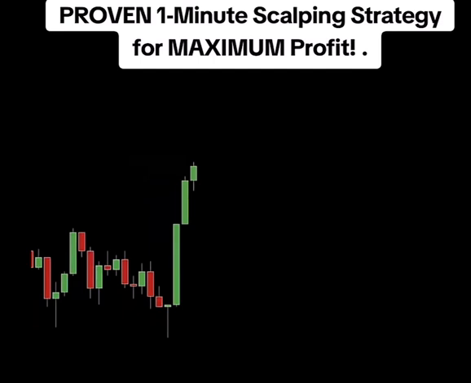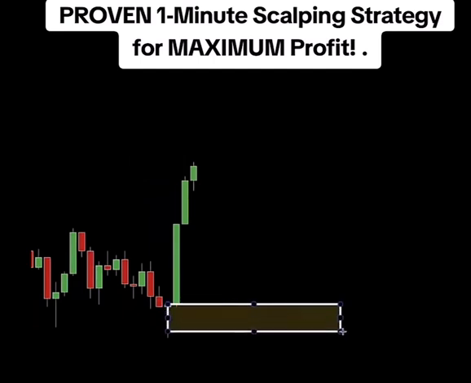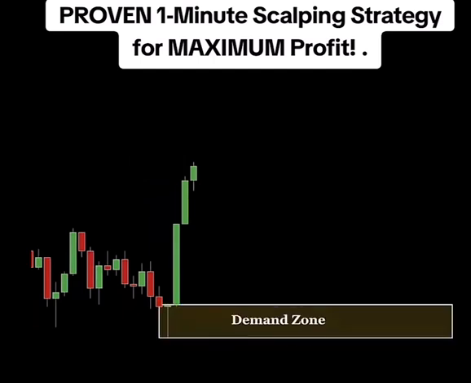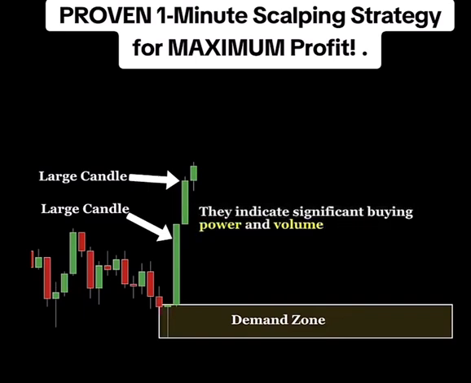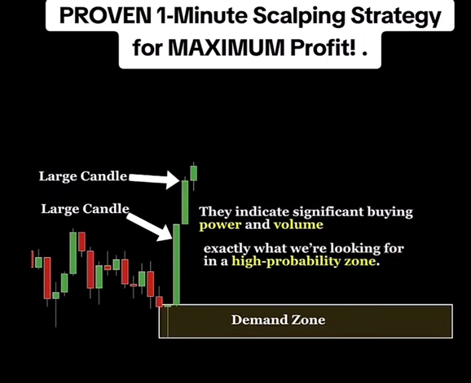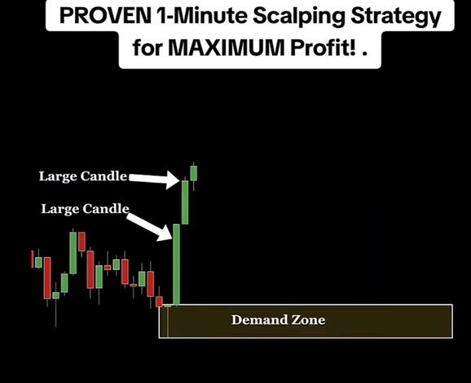Now, let's dive into this real chart example. Here we see a demand zone forming. Let's break it down step by step to evaluate whether this is a high-quality zone or one we should avoid. First, take a look at the candles leading into the demand zone. Notice how we have large, strong candles moving consistently in the same direction? These candles, with little to no wicks, are a clear sign of institutional activity. They indicate significant buying power and volume, exactly what we're looking for in a high-probability zone. Weak candles with wicks or inconsistent movement wouldn't give us this level of confidence.